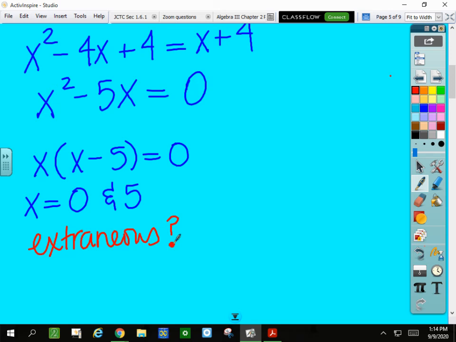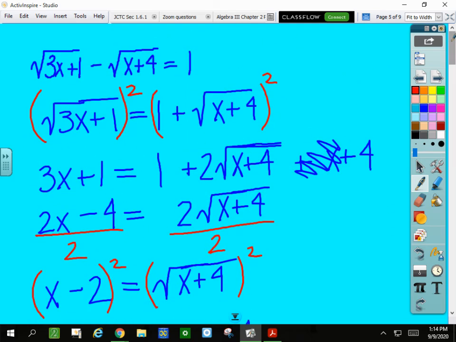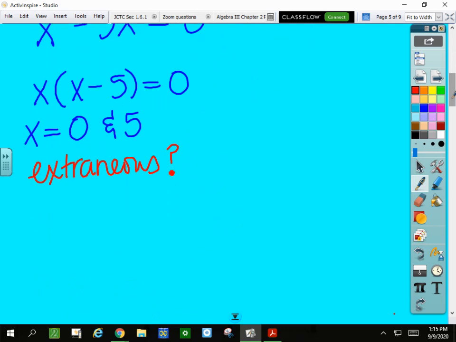So we got 0 and 5. I don't even remember what the previous problem looked like. I might just kind of talk through it. If we plug in 0, so up here, I plug in a 0, we're going to get the square root of 1, because 3 times 0 is 0, plus 1 is 1, minus the square root of 4, and we want that to equal 1. Well, that doesn't work, does it? The square root of 1 is 1, minus 2 does not equal 1. So that was if we plugged in 0. So I'm going to scroll down. 0 is out.